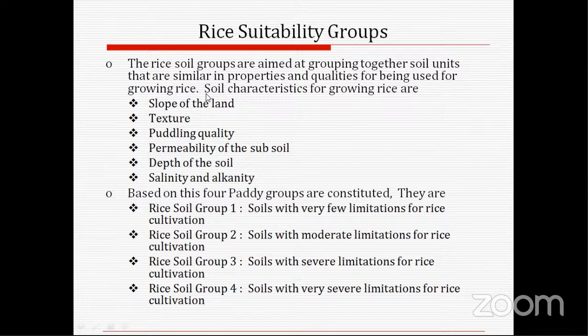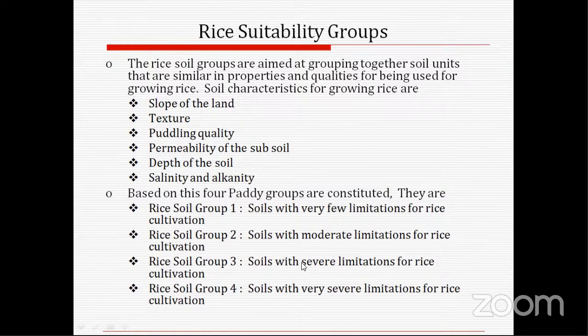So based on these characteristics, paddy soils were grouped into four groups. What is that? RSG, or rice soil group 1, rice soil group 2. Please note down all these things, especially SRF students. Rice soil group 1, rice soil group 2, rice soil group 3, rice soil group 4. In the first group, what have they mentioned? Soil will have very few limitations for rice cultivation. Almost no limitations, very few limitations will be there. But coming to rice soil group 2, there will be some moderate limitations for the growth of rice cultivation.